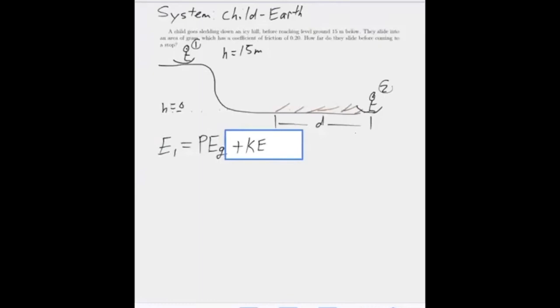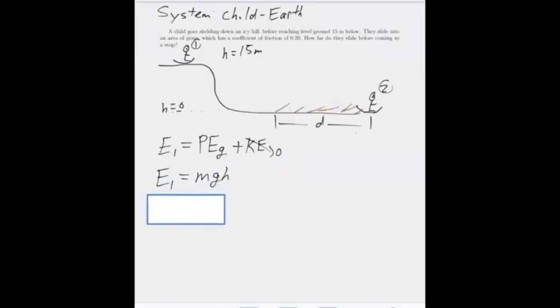The child just starts from rest and sort of gently eases out onto the descent. So the kinetic energy to start is going to be 0. So the energy at point 1 is going to be just the potential energy due to gravity. So that's mgh. You'll notice we have the height given, but we don't have the mass of the child given. So if this is a well-written problem, we're expecting that that mass is going to eventually cancel out.